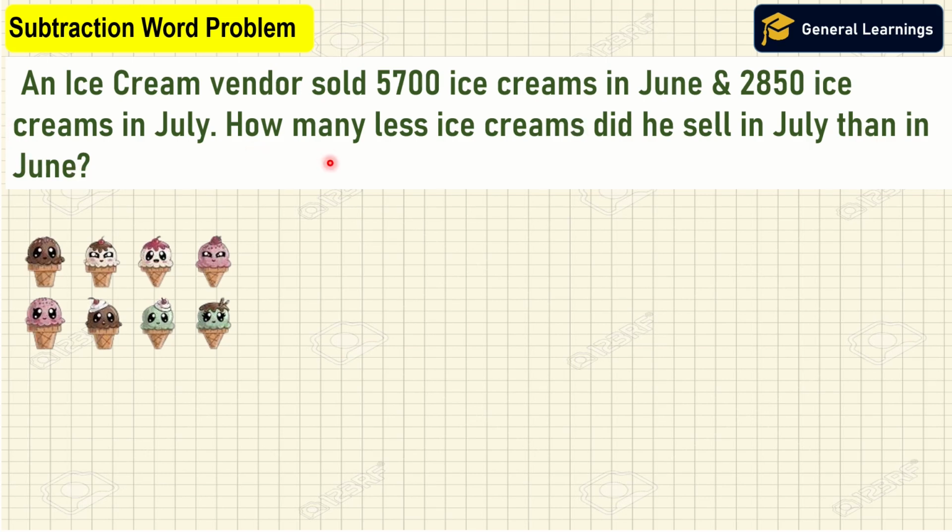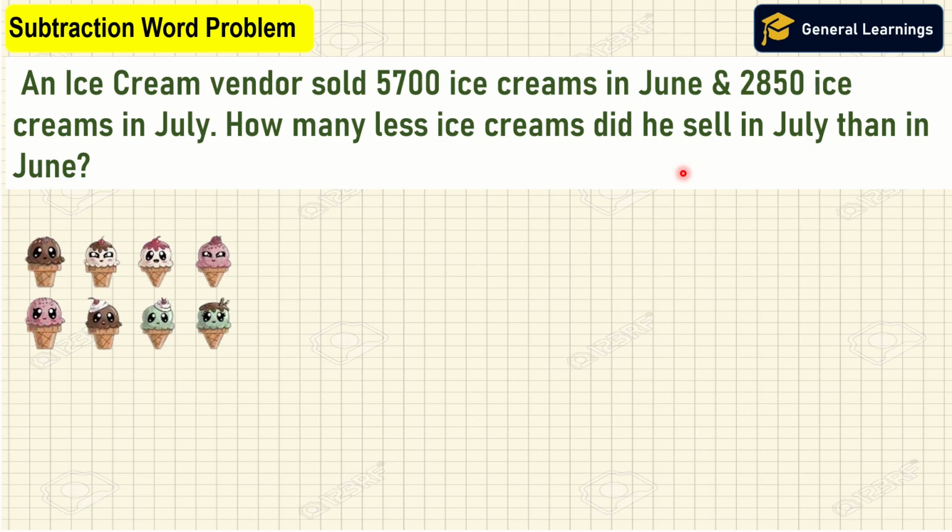First we need to understand what the problem is. Here they have given that an ice cream vendor sold 5,700 ice creams in the month of June. In July he sold 2,850 ice creams. Now we are going to find out, comparing June and July, how many fewer ice creams he sold. For that we need to find the subtraction.